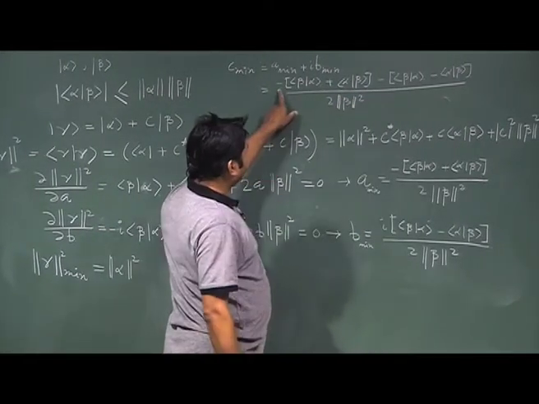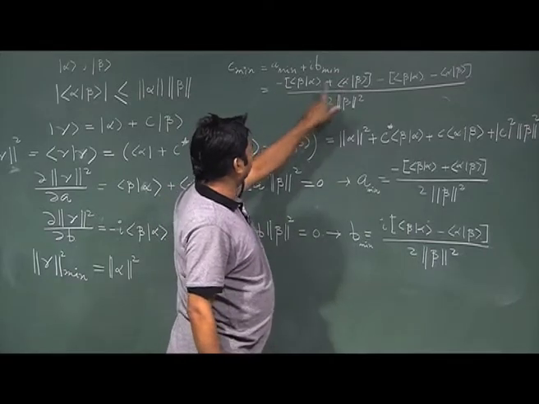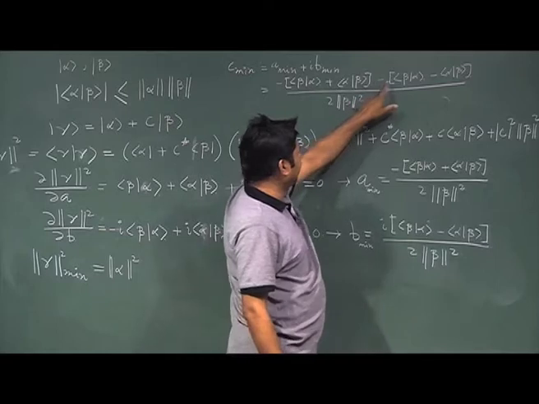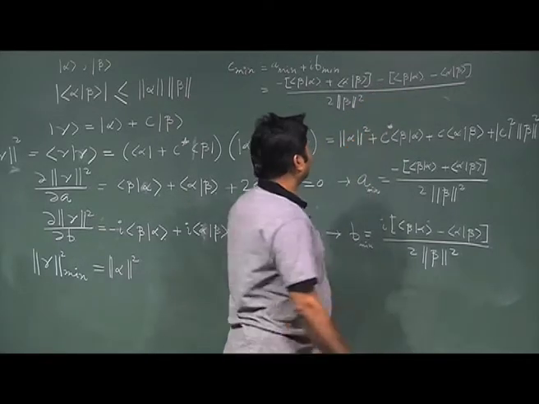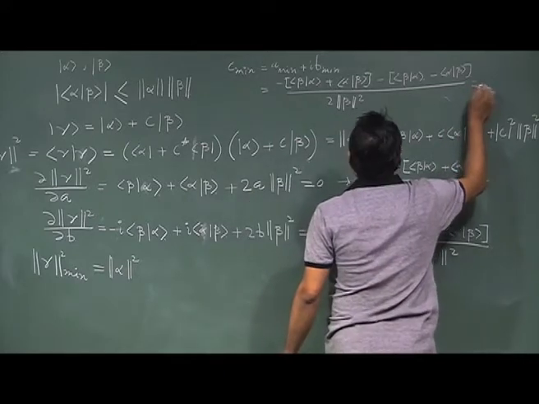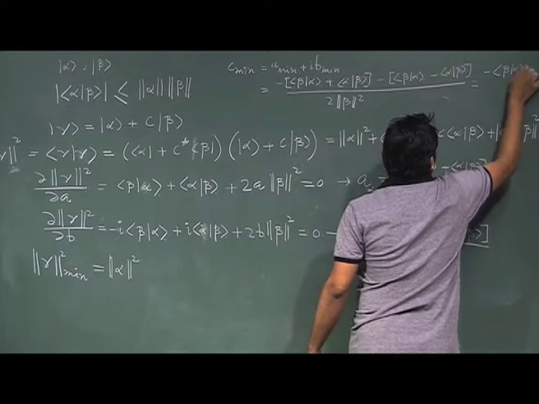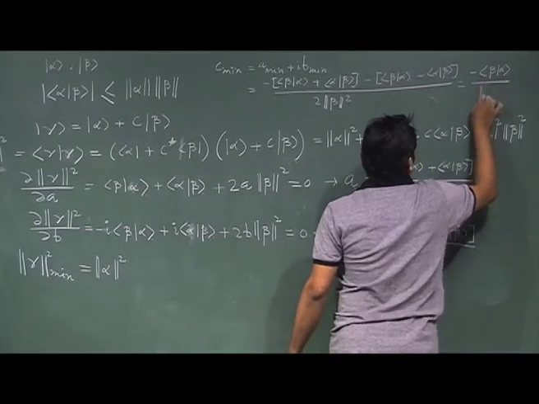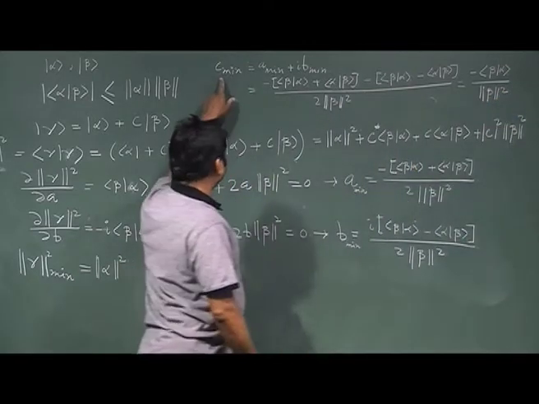So, now you can see that one value is going to cancel this alpha beta, which has a negative sign, and this is a minus sign, and this minus will be a plus sign. So, this alpha beta will not be there. So, finally, what I will get is minus beta alpha divided by this quantity. So, this is my C minimum.